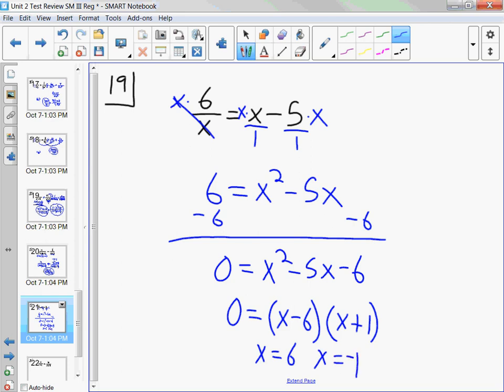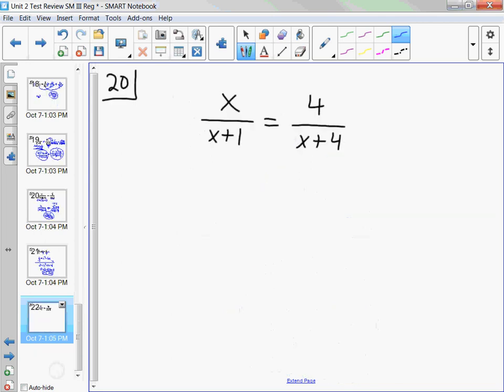Remember, I need to check for extraneous solutions. Well, there's only one denominator here. It's x. If I put 6 or negative 1 in there, it's not going to make the denominator 0. So those are both viable solutions. Neither one of them make the denominator 0, so no extraneous solutions there. Number 20.